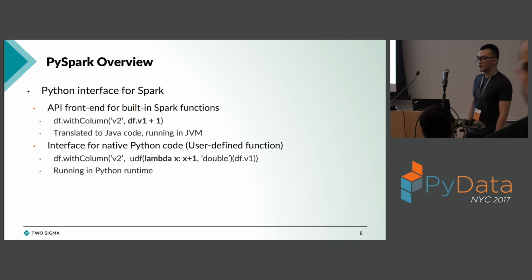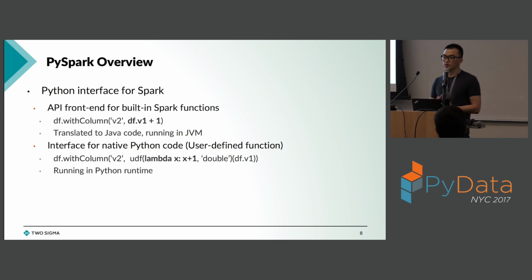So as I was saying, PySpark mostly has two major use cases. One is PySpark provides its API front end for the built-in Spark functions. The example here I give is you just want to compute +1 on a column. This line of code here is written in Python, but actually the computation itself has nothing to do with Python. The code actually is translated into Java code and runs in the JVM.